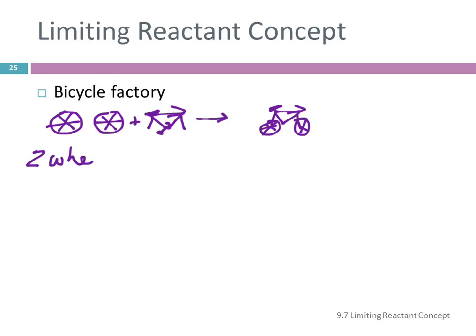2 wheels plus 1 frame makes 1 bicycle. I'm going to call it bike because there's fewer letters. So we're going into the bicycle factory today. We're going to make some bicycles.